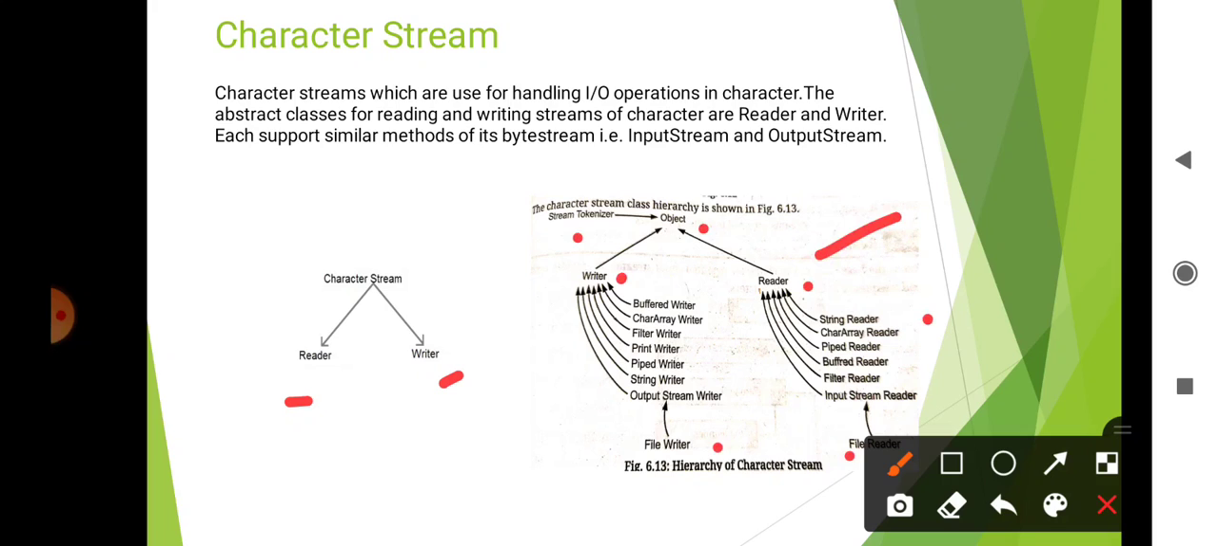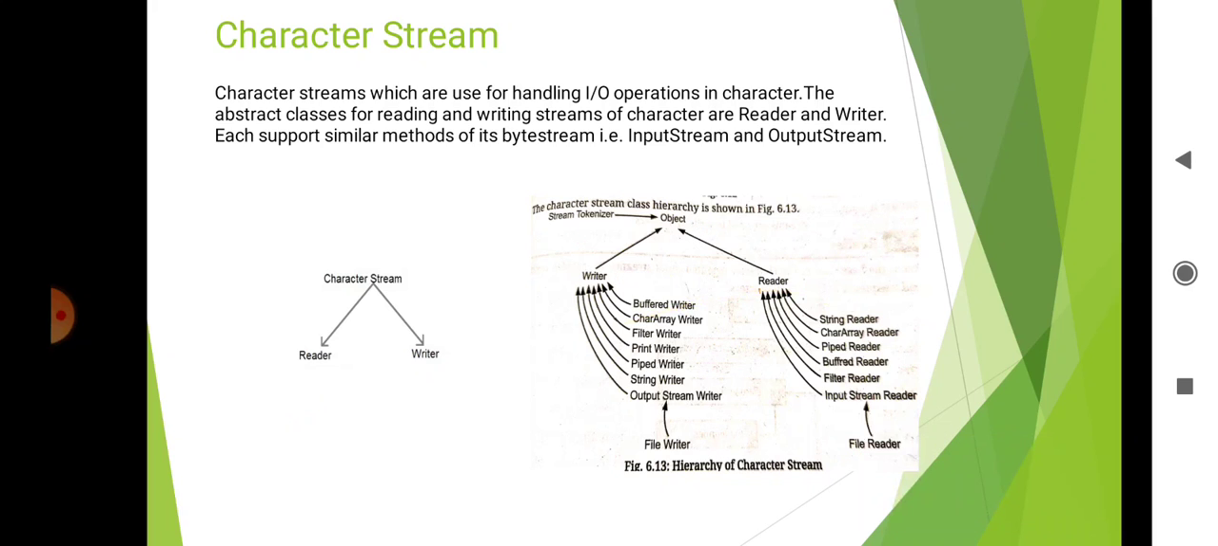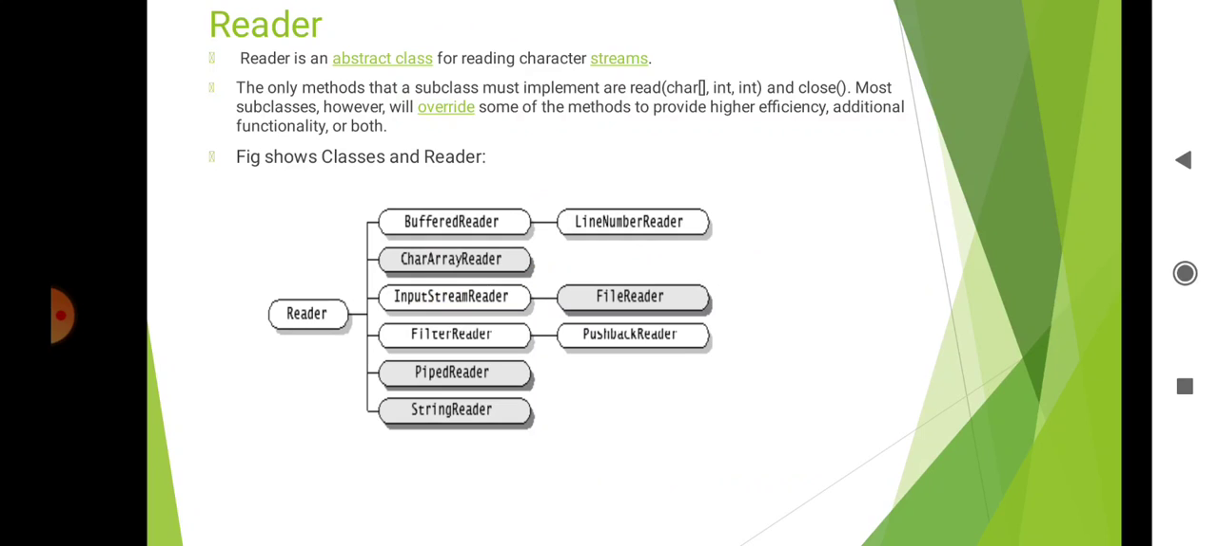Two classes at the top level of the class hierarchy define the character stream. Those are the reader stream and writer stream. Here the first one is the reader.